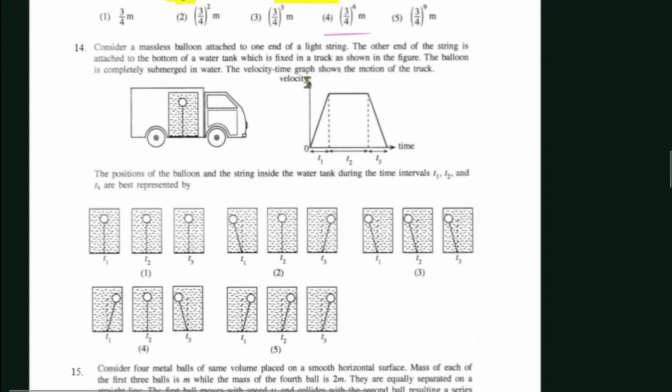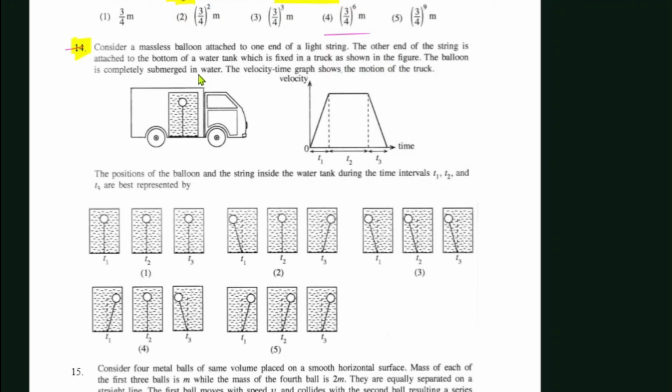Hope you understood, right? So if you see the 14th one, this is a Newton's laws of motion problem. So let's first of all read the problem. Consider a massless balloon attached to one end of a light string. The other end of the string is attached to the bottom of a water tank which is fixed in a truck as shown in the figure.